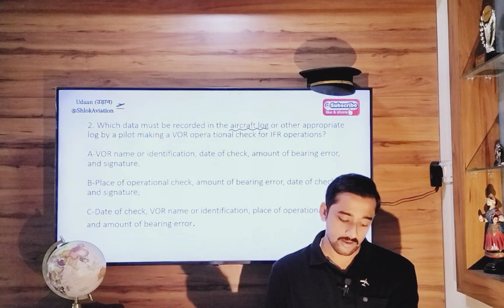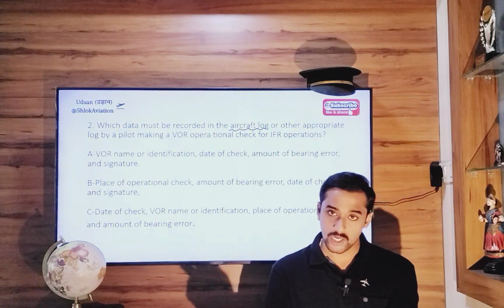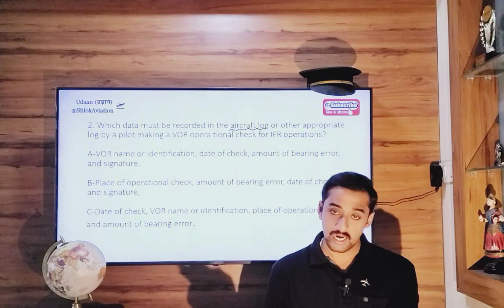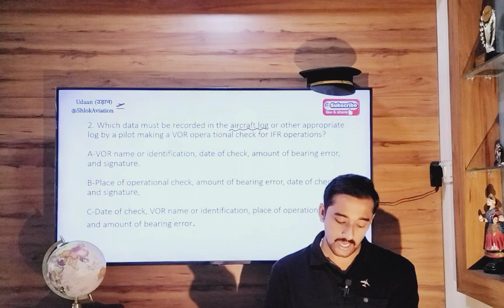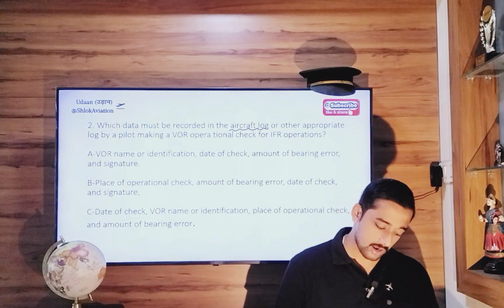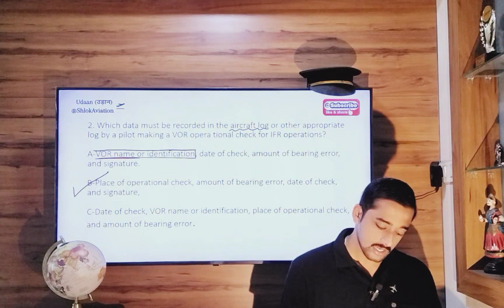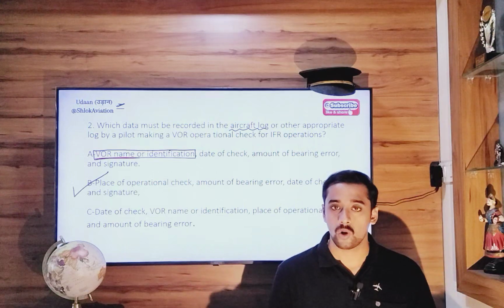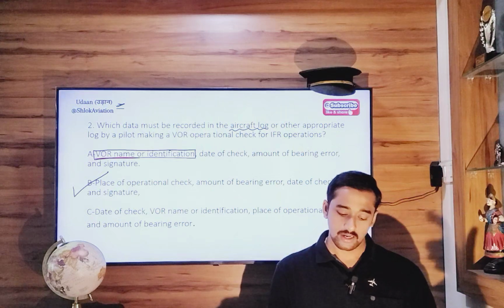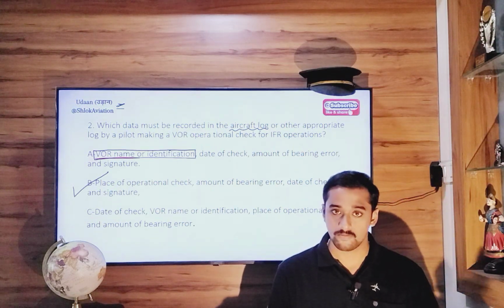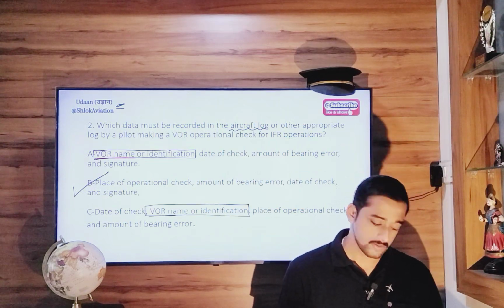VOR name or identification, date of check, amount of bearing error and signature; place of operational check, the amount of error, date of check and your signature; date of check, VOR name, VOR identification, place and amount. So the correct option here is option Bravo. You do not write the VOR name or identification in the documents or any other aircraft log. Your data should include place, the error, the date, and your signature. VOR name or identification is not required.